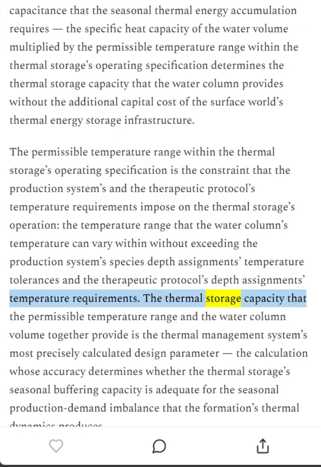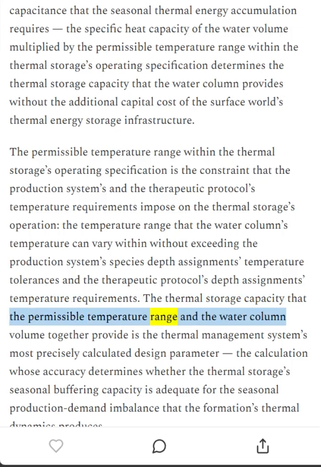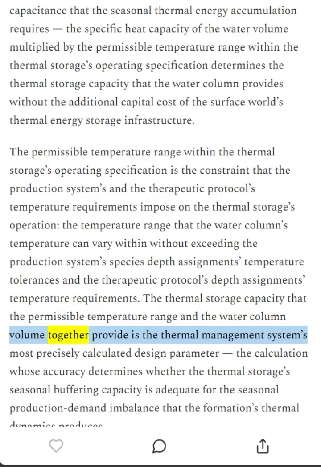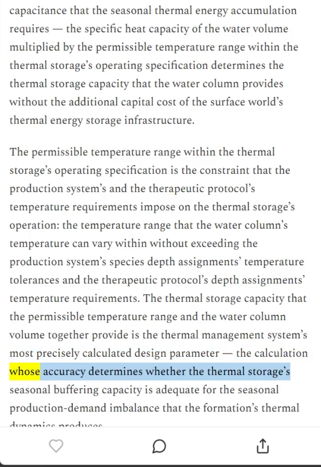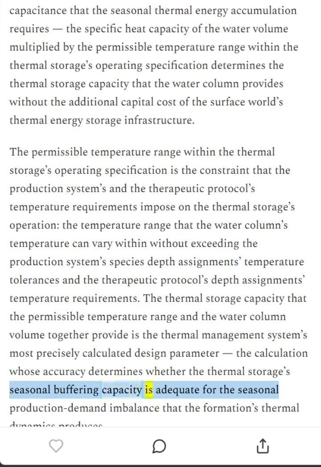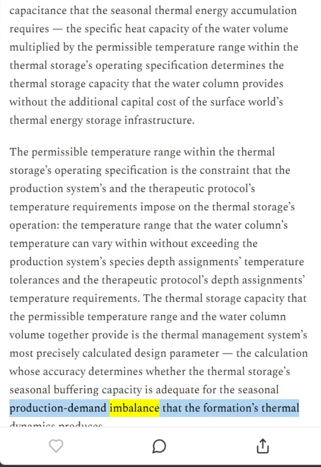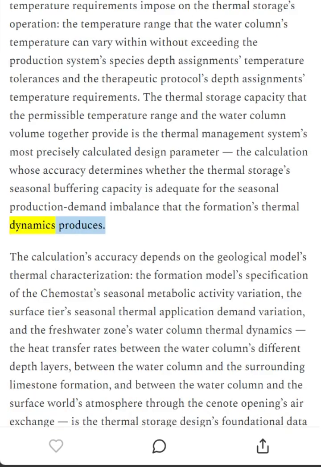The thermal storage capacity that the permissible temperature range and the water column volume together provide is the thermal management system's most precisely calculated design parameter, the calculation whose accuracy determines whether the thermal storage's seasonal buffering capacity is adequate for the seasonal production demand imbalance that the formation's thermal dynamics produces.